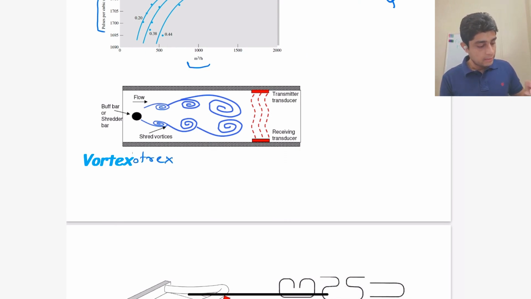Another principle is the use of vortex shedding around bluff bodies, and this is called the vortex meter, which uses this principle.